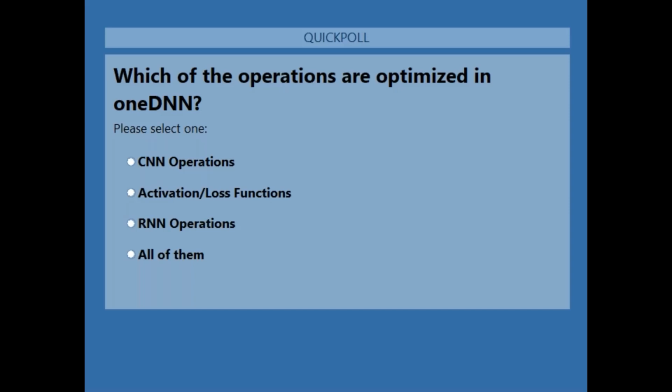Okay, so the question was, which of the operations are optimized by the OneDNN library? Options are CNN operations, activation and loss functions, and RNN operations. So which of these, or all of them, are optimized by OneDNN for all the AI frameworks?